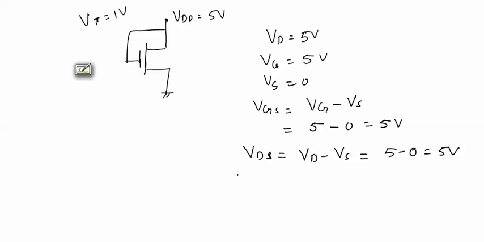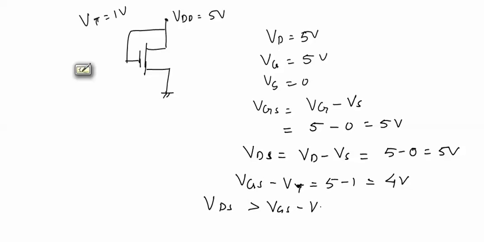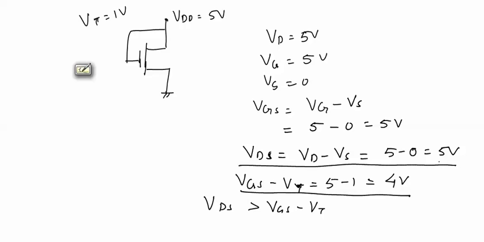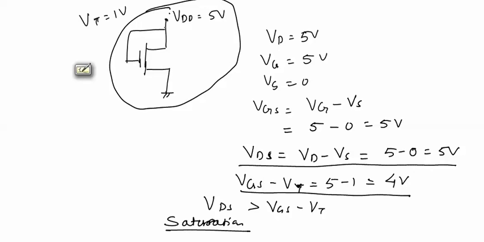Now VGS minus VT will be equal to 5 minus 1 will be equal to 4 volts. Now we can see that VDS is greater than VGS minus VT. VGS minus VT equal to 4 volt and VDS equal to 5 volt. As VDS is greater than VGS minus VT, therefore it is operating in saturation. So we will now keep in mind that whenever the gate and drain terminals are shorted, it will always operate in saturation.